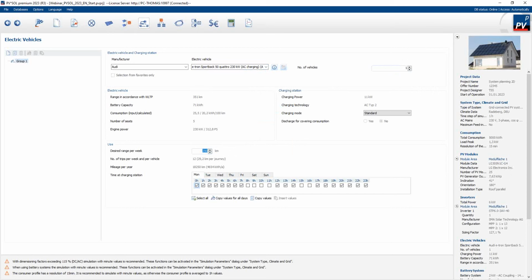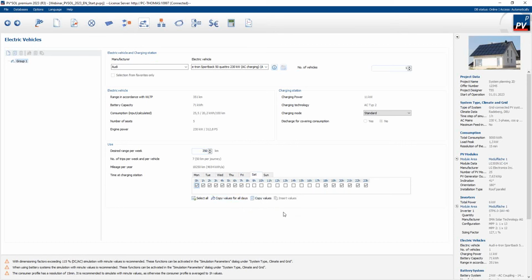And then there's a small matrix with the different days during the week and also the hours of a day. This is to define the times which we are at the charging station. We can set or remove hooks. If we have set a hook, then we are at the charging station. If we remove it, then we are away. Now we can copy these values. We can also copy these values for all days. If we press this option here, then we have just copied it to the different single days.